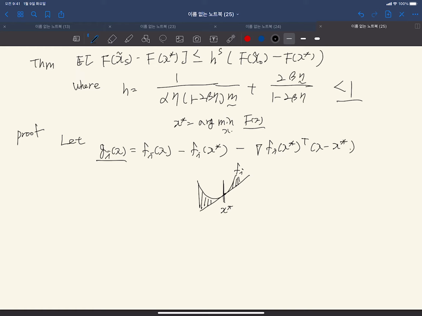Right. Then g_i(x) is minimized at x star. Why? Because the difference between f_i(x) and the tangential line is 0 at point x star, because this is the tangential line defined at x star, and the difference is always positive. So we can say that g_i(x star) is equal to 0, and this is the minimum point.